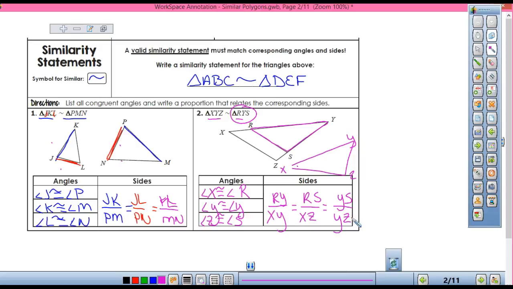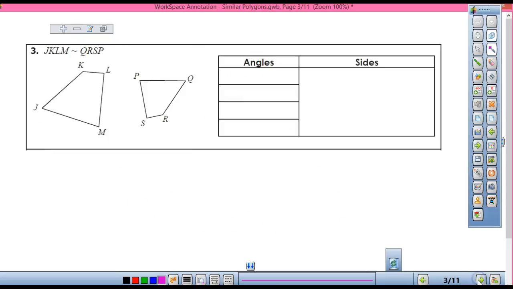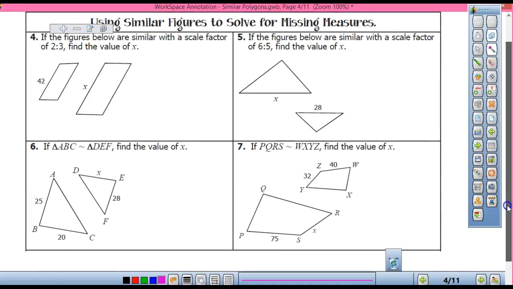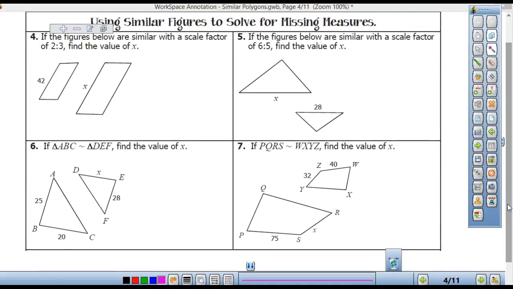Okay? So your order matters. And that's the biggest thing right now. Okay, so if we jump to number 4, it tells me that my scale factor is what? 2 over 3. So set that up. 2 over 3.